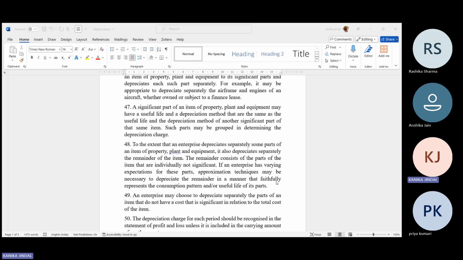Next is, to the extent that an enterprise depreciates separately some parts of an item of property, plant and equipment, it also depreciates separately the remainder of the item. Now you can see they are again and again mentioning the words property, plant and equipment. We are no more using the word fixed assets. As per accounting standard 10, we use the term property, plant and equipment because depreciation is charged on all three aspects. So some parts of the item are depreciated together, and the remainder parts are depreciated separately.